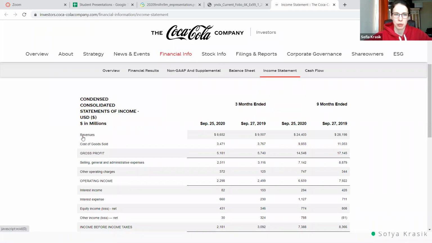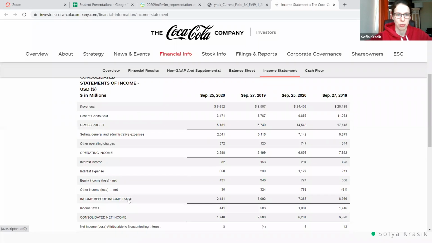You see here revenues, cost of goods sold. So this is the income statement of Coca-Cola, the last one available. So here you can see the report over a 3 months period and over a 9 months period. So you're starting with the 3 months period. Let's concentrate just on this left column, and on the very left column with names.